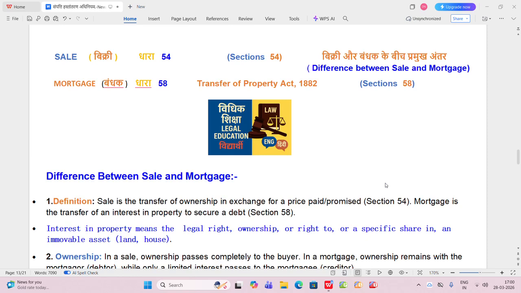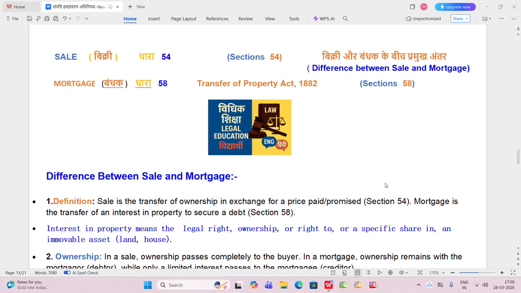Now, the first difference lies in the definition itself. Sale is the transfer of ownership in exchange for a price paid or promised. So sale is the transfer of ownership. It means when somebody sells something, the ownership is transferred to the buyer.